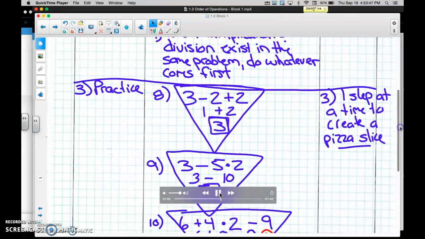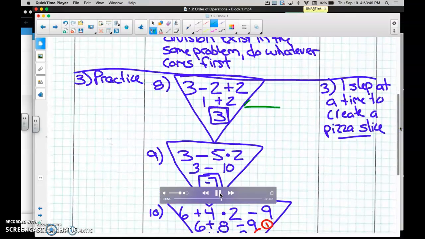Then we did some practicing, and what do I call these things right here, these triangular things? Pizza slices. And the reason I want you to make pizza slices is why? Can someone tell me why I want you to make pizza slices? Ayub said because you have to show your work. How many steps at a time, Ayub? One step at a time.